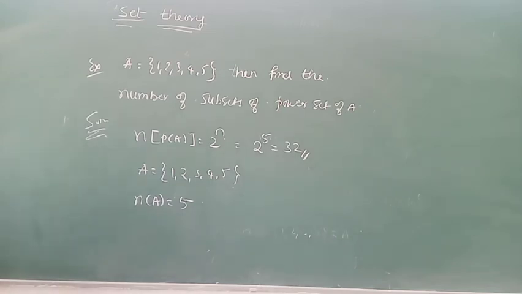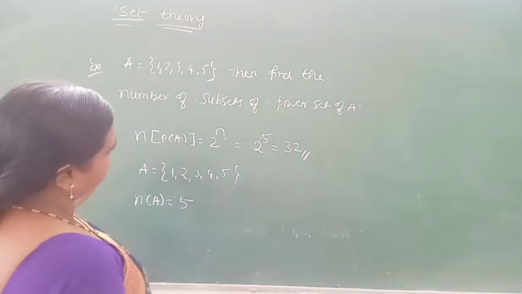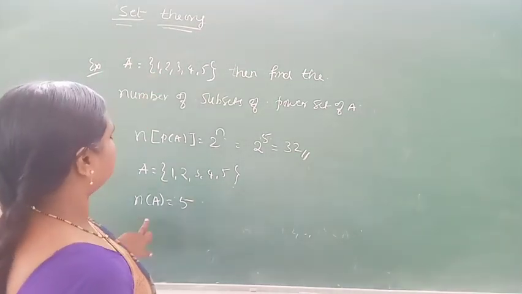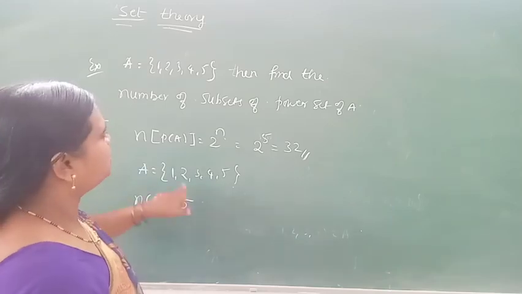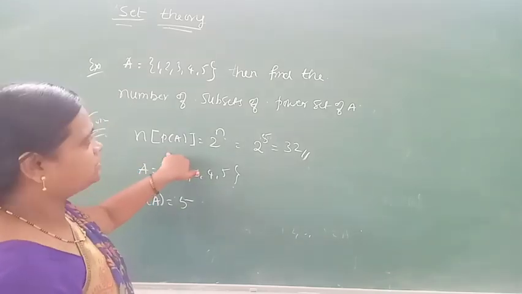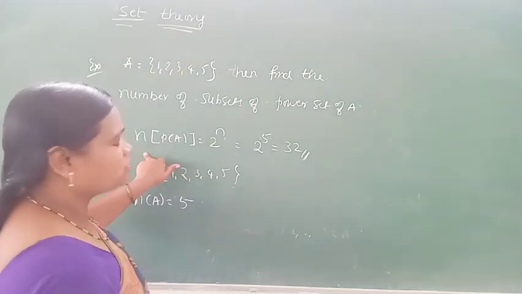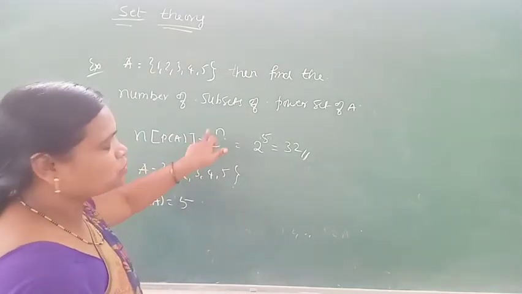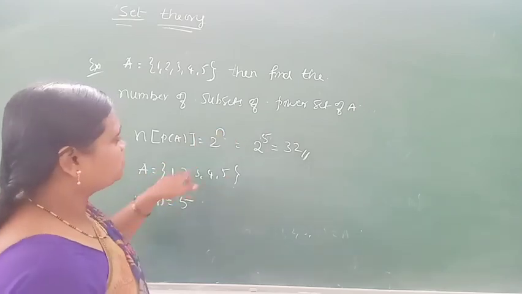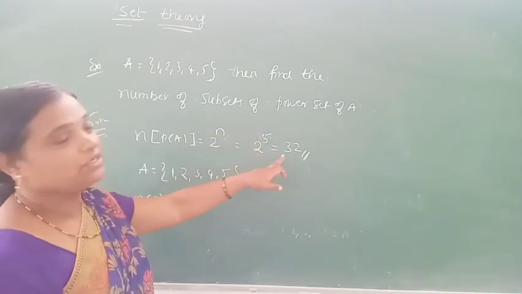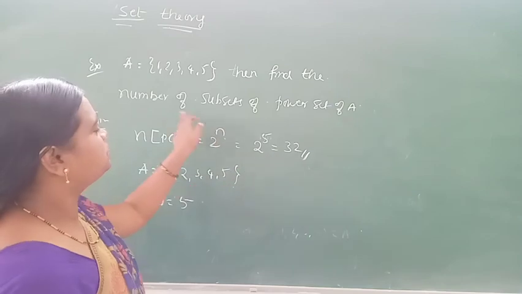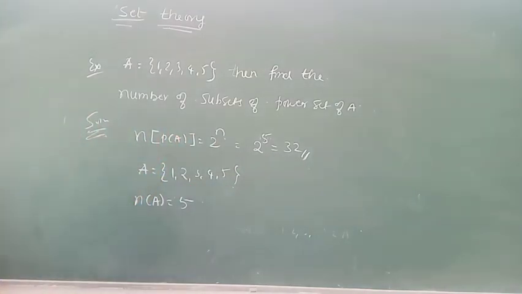1 mark question. Note the set 1, 2, 3, 4, 5 and the total number of elements present in the set is 5. But we calculate the total number of subsets of power set. That formula already: n of P of A is 2 to the power n. n is 5 elements, 2 to the power 5, 32. And the power set has 32 subsets. 1 mark question.